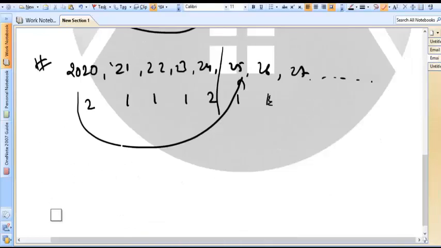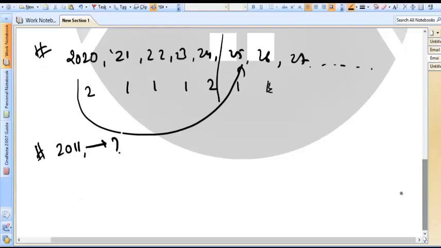Now I have a very interesting question for you guys. Can you tell me when the 2011 calendar will repeat? Take a moment and think.